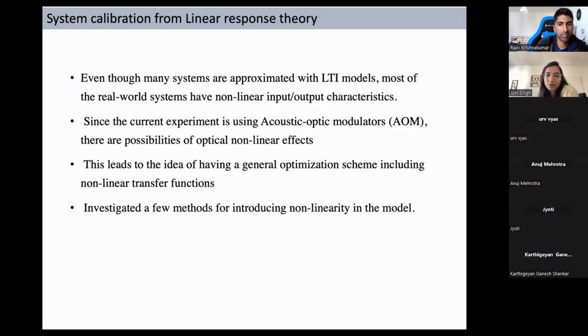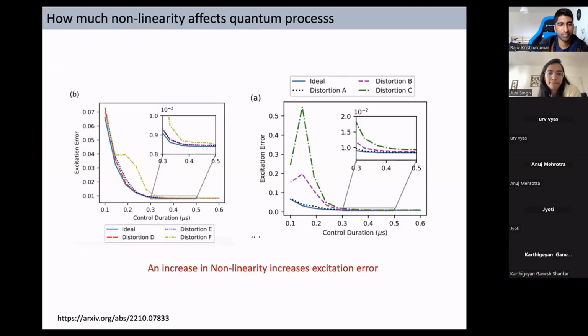And then we decided, okay, let's have some general optimization scheme that we can include in our optimal control to measure some nonlinearity. And this is currently one of the biggest problems in every quantum system, having some kind of nonlinearity. Sometimes you can measure it, sometimes you don't even know where it's coming from. So we decided to have some general scheme to do this.